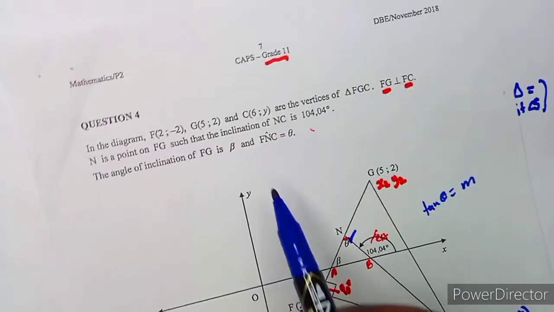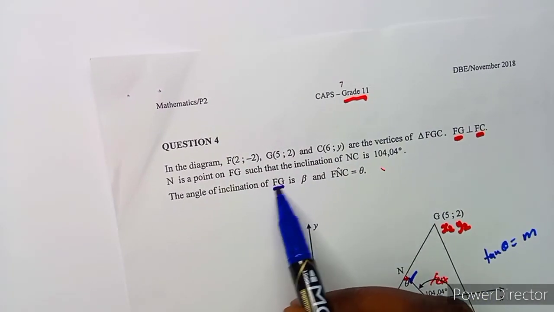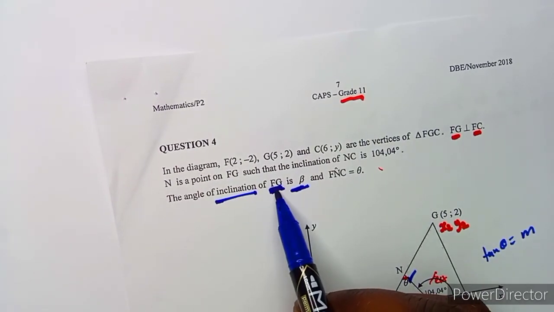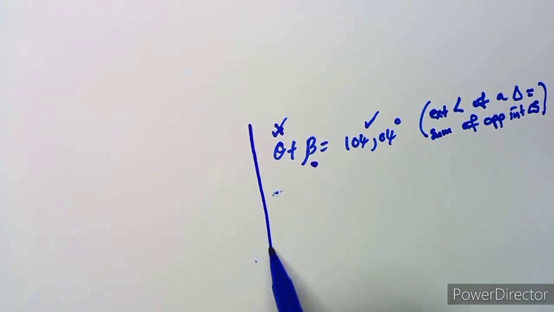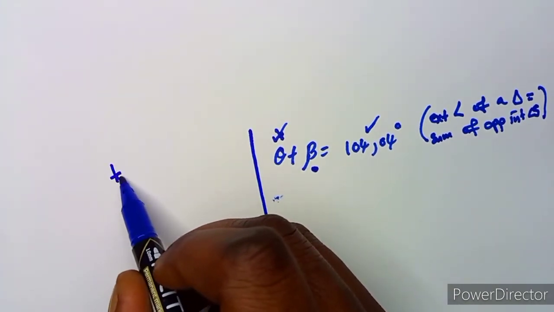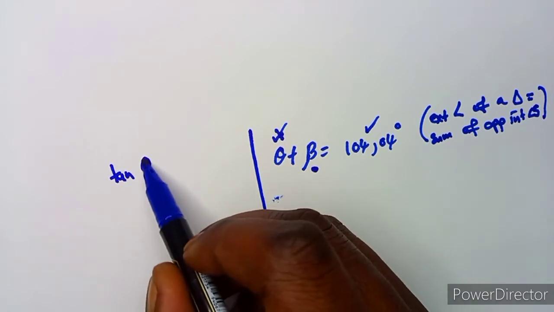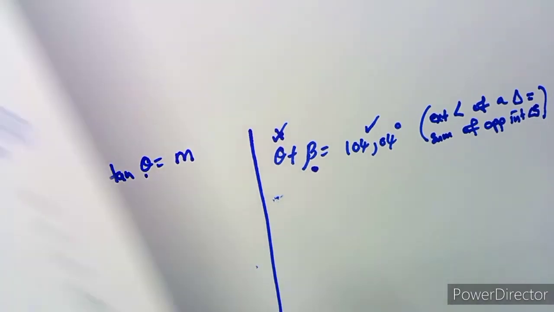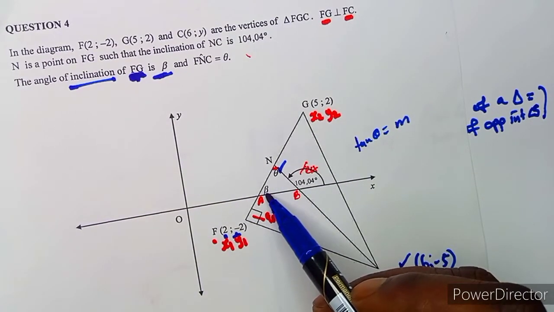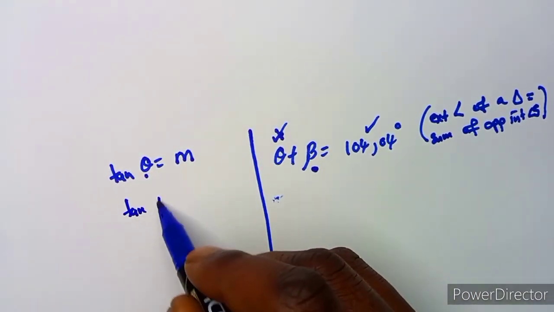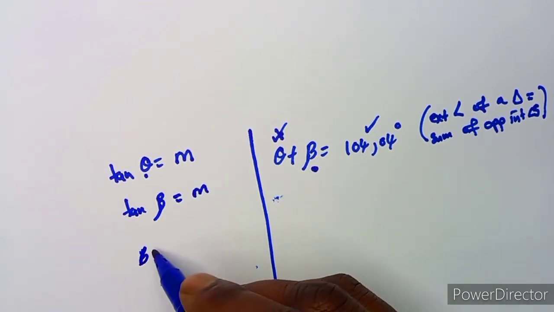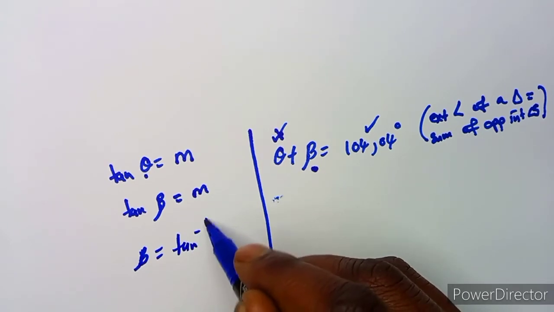Okay, beta is an angle of inclination of this line FG. This beta here is an angle of inclination of the line FG, where we know that whenever you're given an angle of inclination, it means that tan theta is equivalent to the gradient that you'll be having. And in this case, you want to find the theta, which is beta. So we write it as beta, because this beta is the angle of inclination. So it's tan beta in this case, which is equal to m. So that means your beta is going to be arctan of the gradient m.